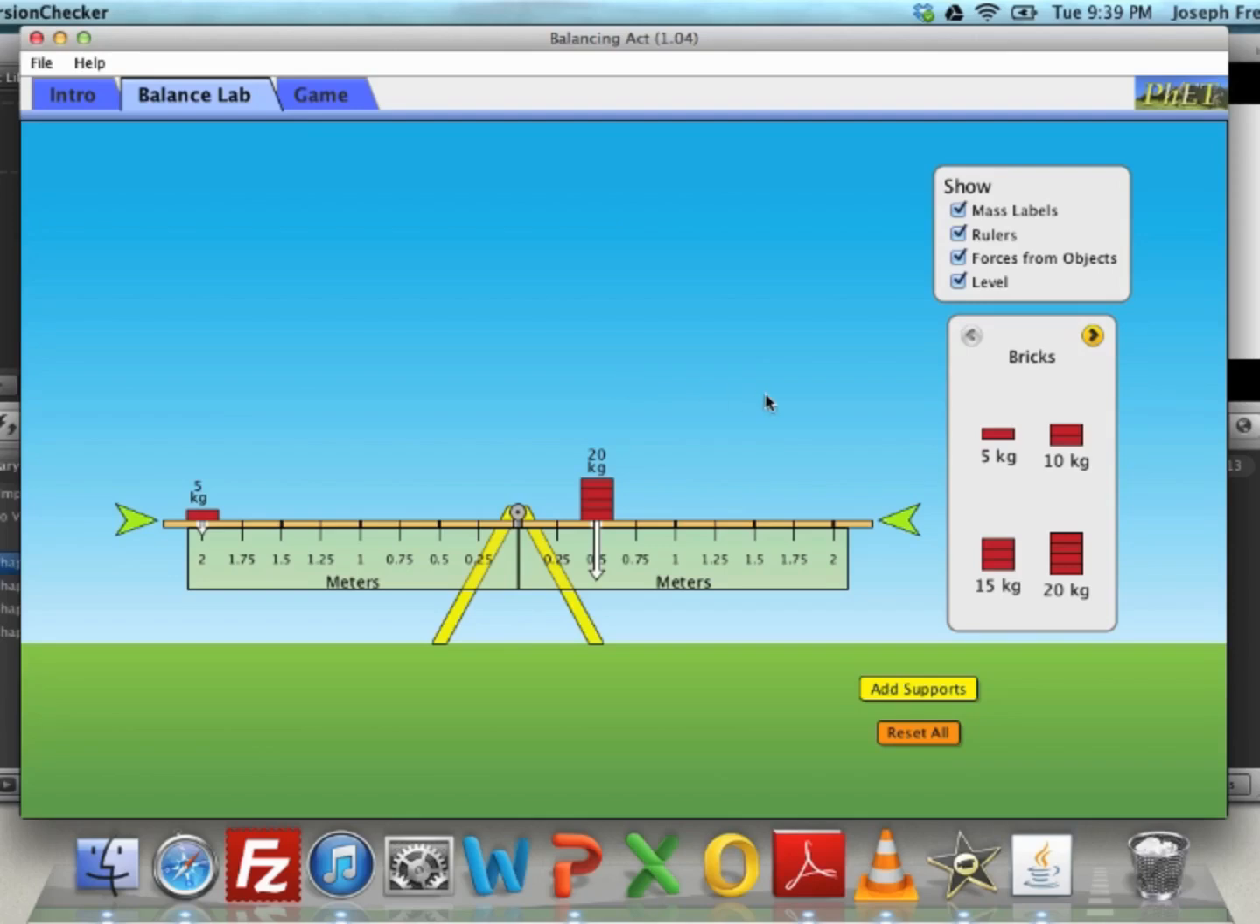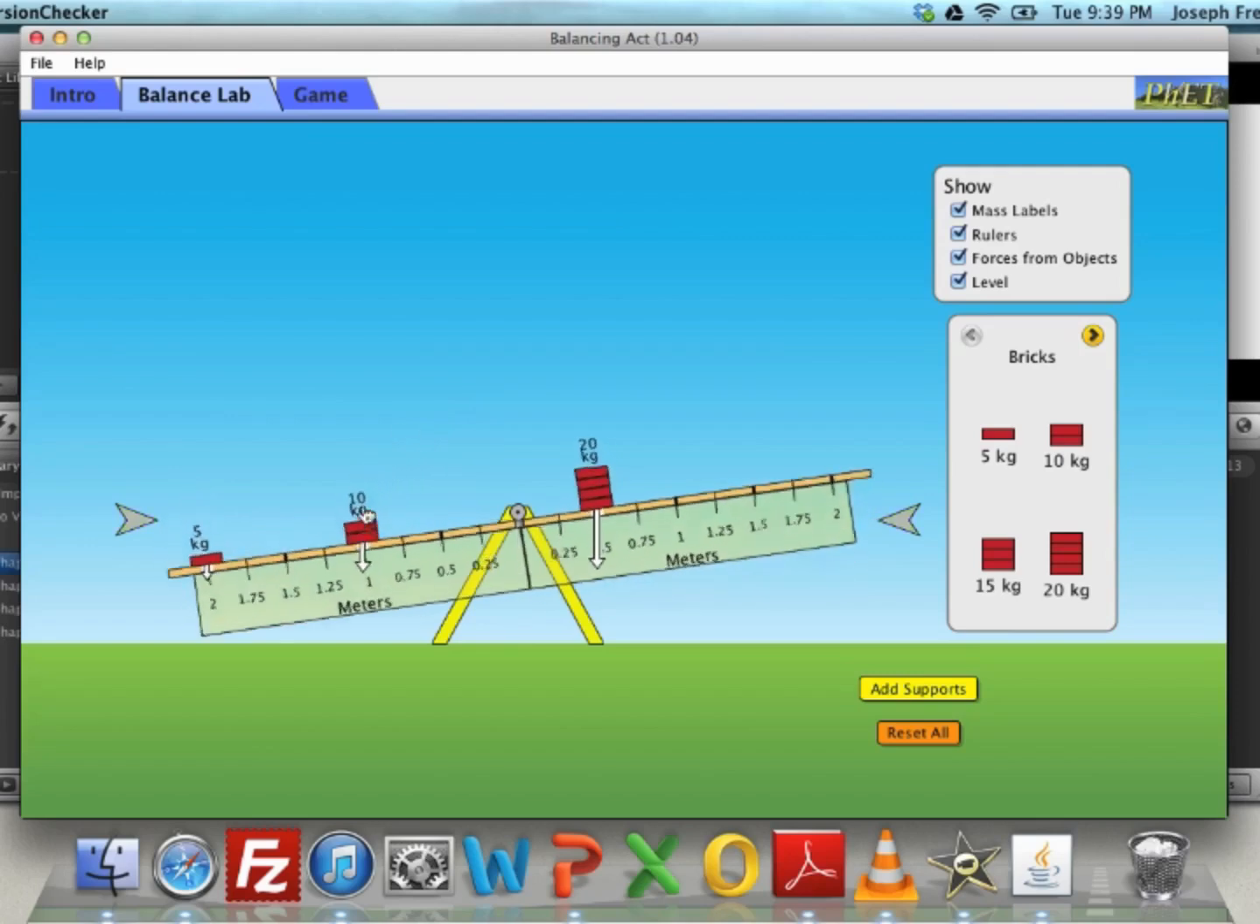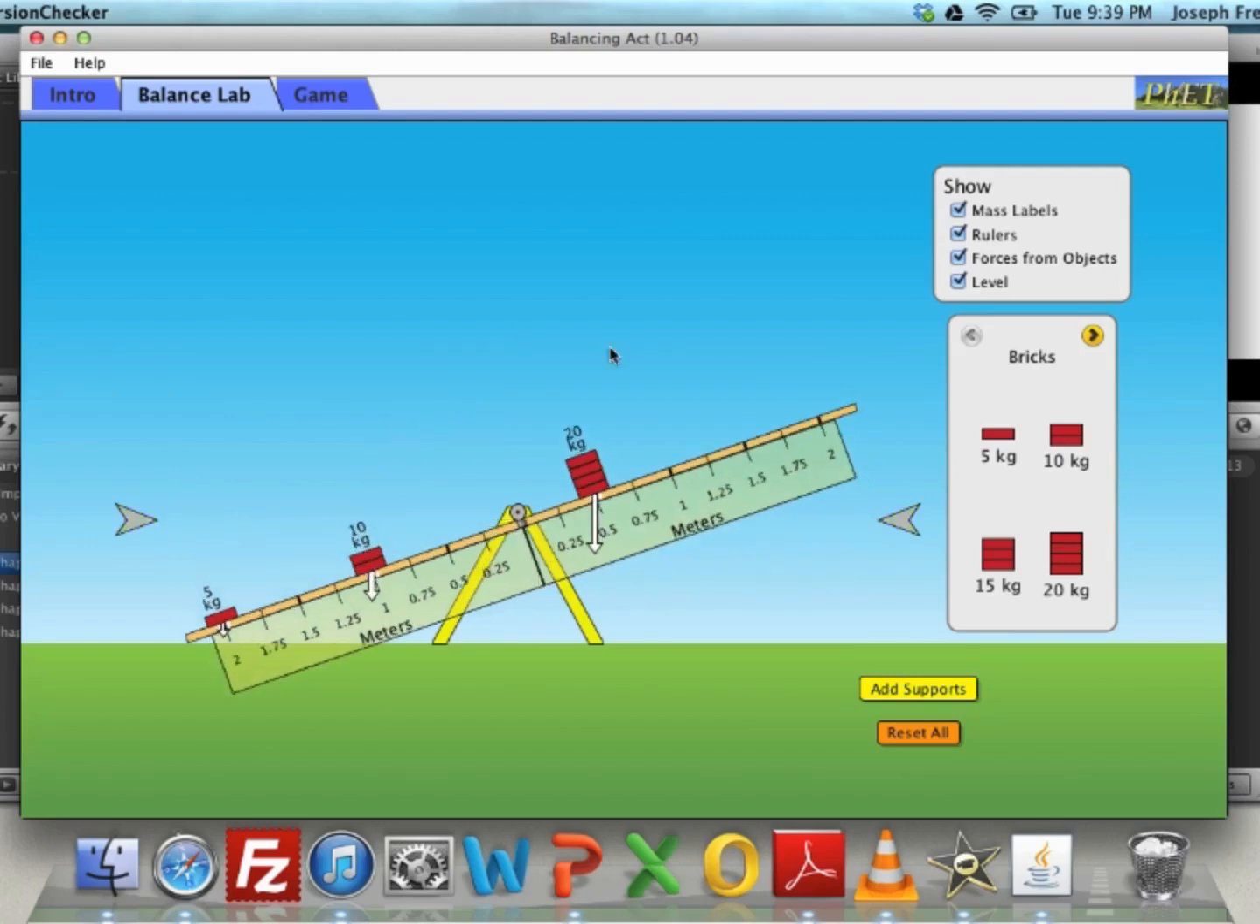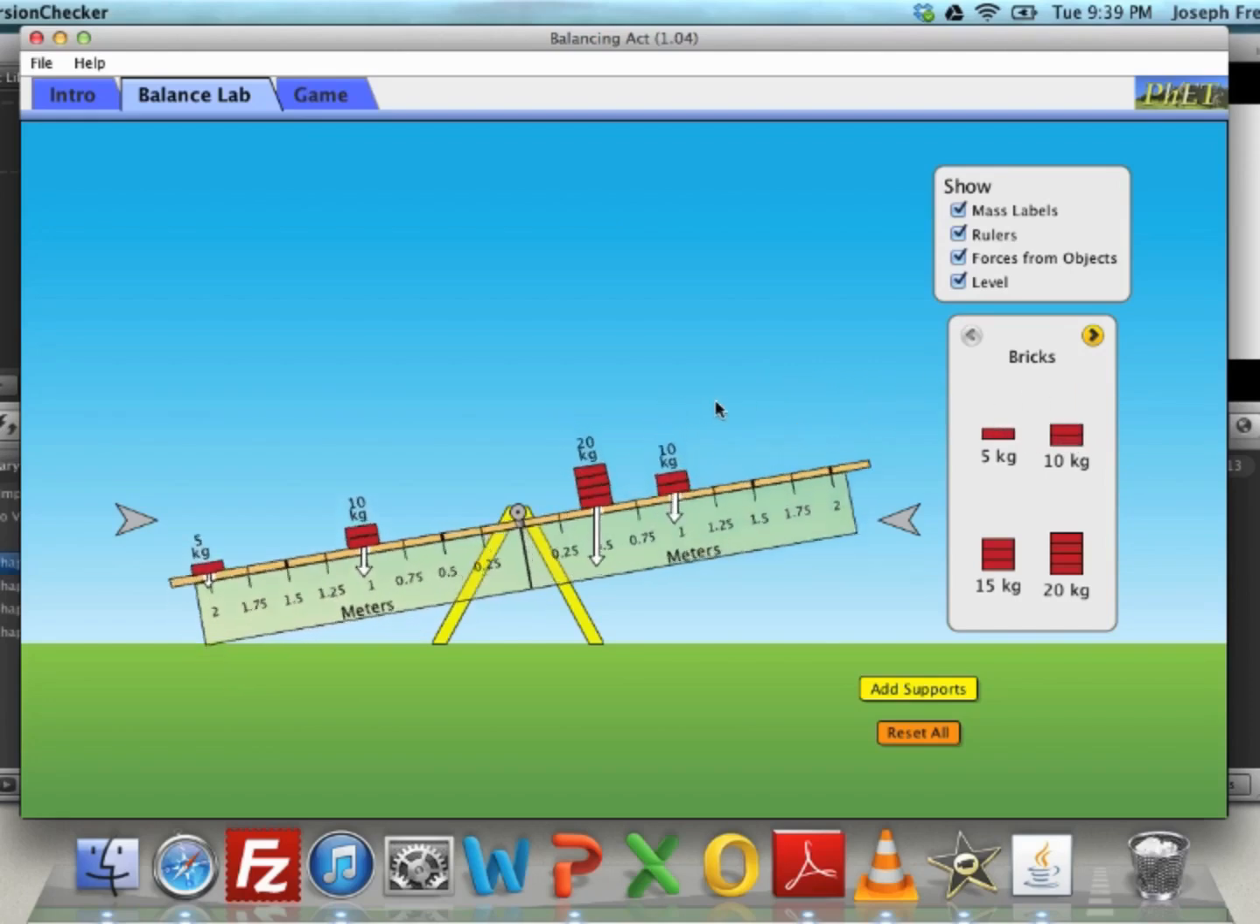Let's see, what can we do now? Let's put a 10 kilogram weight right here and see what happens. Off balance. Well, let's look at how we can balance it. I've got 5 times 2 here, which is 10, plus 10, that's 20. But over here I have 20 times 0.5, that's 10, which means I need another 10. There are different ways I could do that. Why don't we put the 10 over here, and now I balance out.